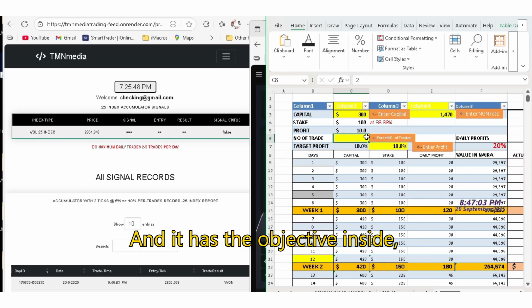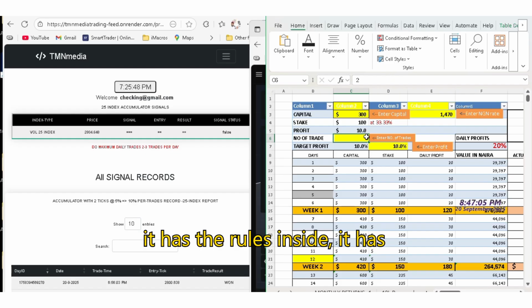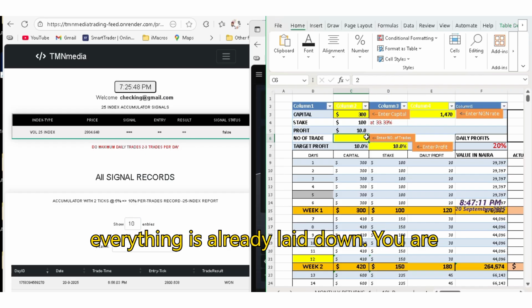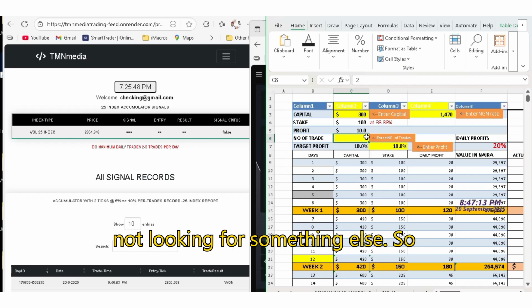And it has the objective inside. It has the rules inside. It has everything, target inside. Everything is already laid down. You are not looking for something else.